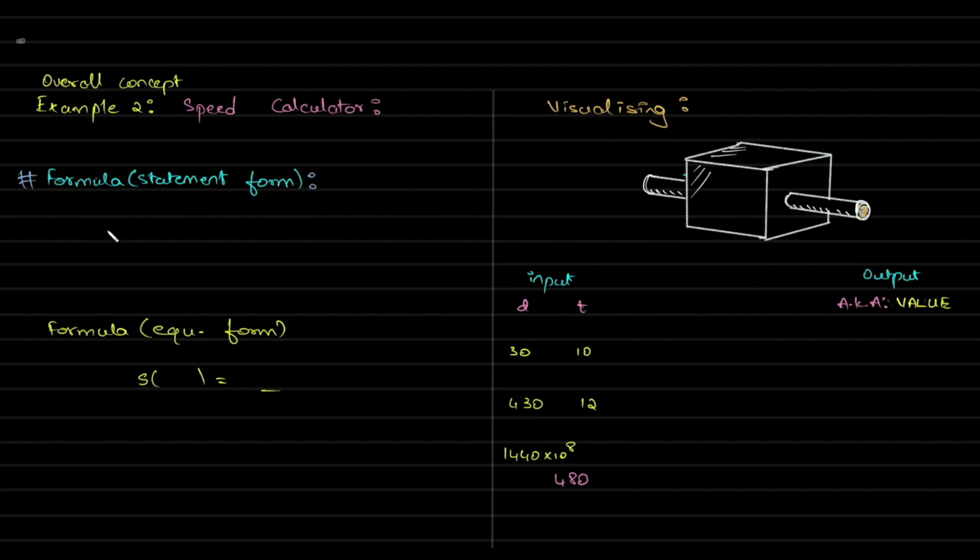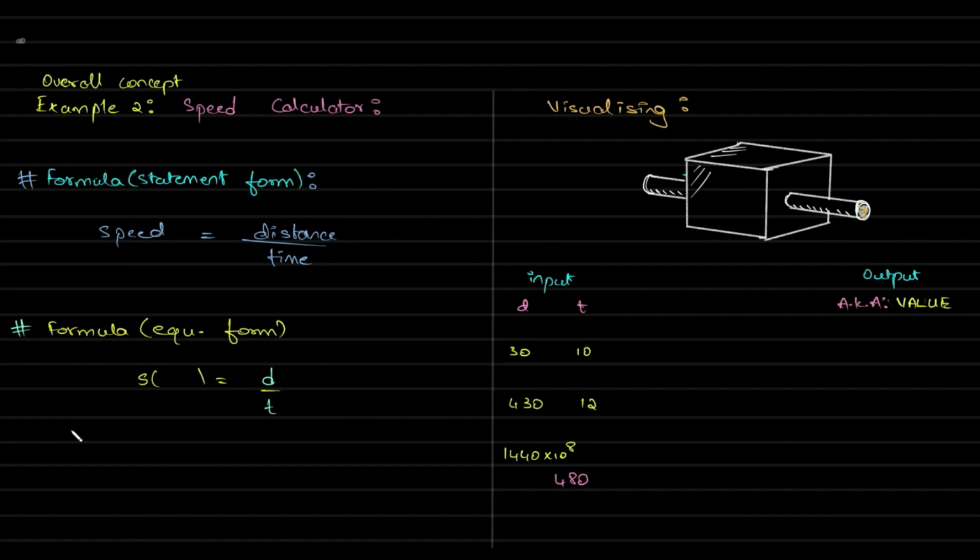We have speed is equal to what? Yes, distance divided by time. Is it not? Speed is equal to distance by time. Now, if I want to represent this in equation form, we have speed denoted by S, distance by D, and time by T.